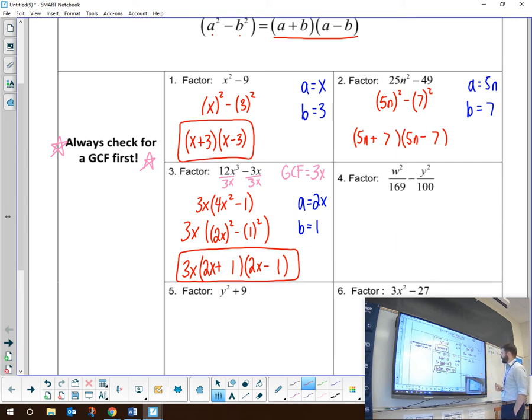Okay, number 4 here. We have w squared over 169 minus y squared over 100. Don't let the fractions freak you out, guys. We're just thinking all of these are squared, okay? Look at this.